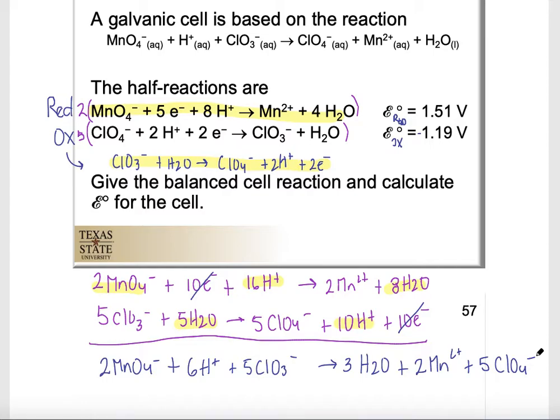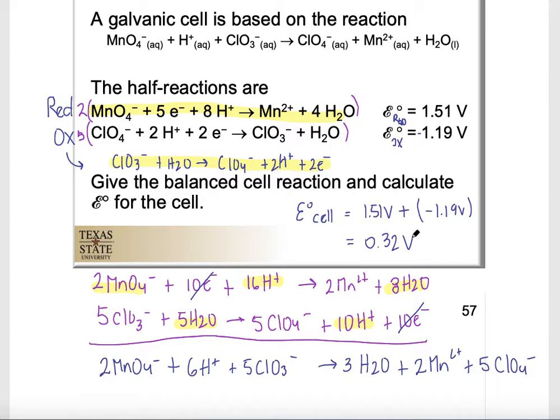The next thing is to calculate the cell potential. The cell potential is simply the addition of these two numbers now. So my E0 for the cell is going to be equal to the reduction potential, which is 1.51 volts, plus the oxidation potential, which is negative 1.19 volts. And that gives me a total of 0.32 volts. Done. That is it. That is my answer.